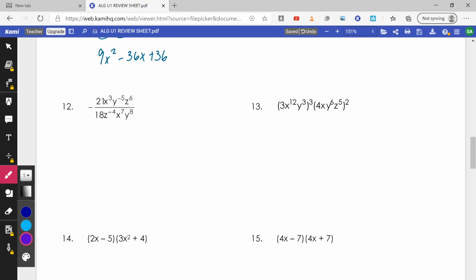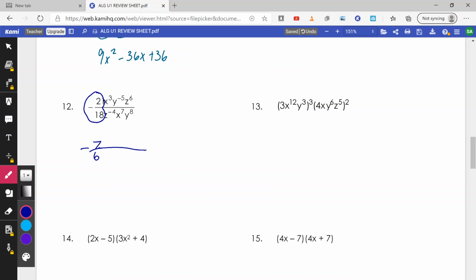Number 12 is a monomial divided by a monomial, where we got a whole bunch of stuff going on. We got to pay attention to our variables, our exponents, all that wonderful jazz. So first things first, I will divide negative 21 by 18. Both are divisible by 3. So we end up with negative 7 over 6.